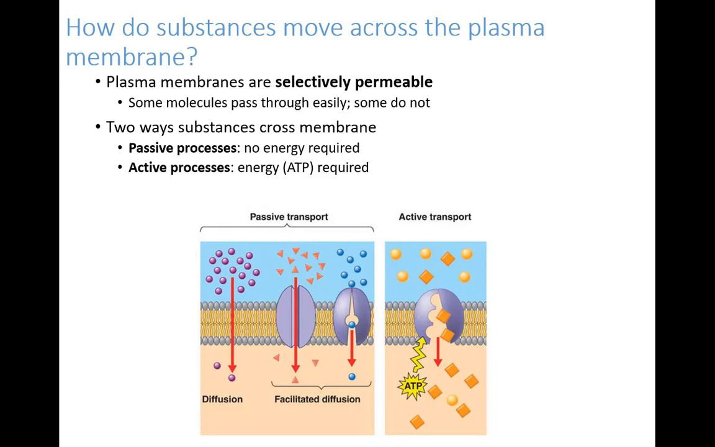Cells sometimes need to get substances inside or outside that are moving against their concentration gradient. It's like they're pumping things, moving things uphill. Active transport uses up ATP. 40% of the energy the cell uses on a daily basis, just on being a cell, is spent on active transport.